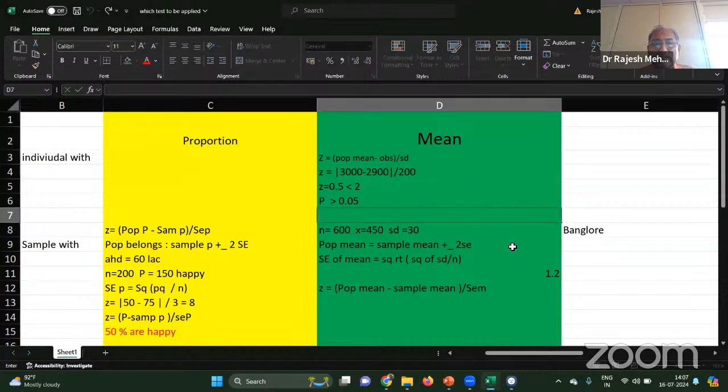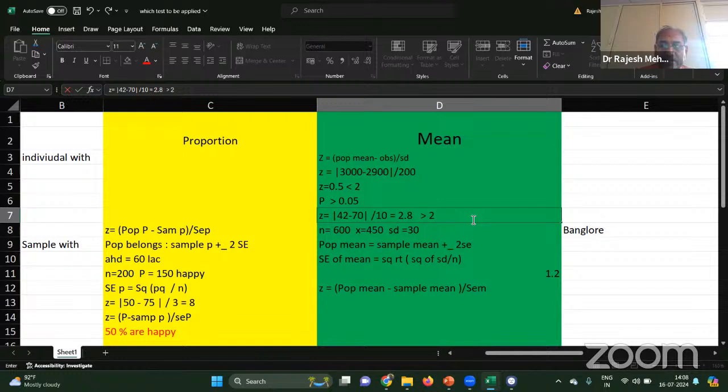In this case, Z is equal to the population mean minus the observation; you can take the absolute value, 42 minus the observation 70. We take the absolute value divided by the standard deviation, which is 10. So the answer is 28 divided by 10, that is 2.8. So Z is more than 2.